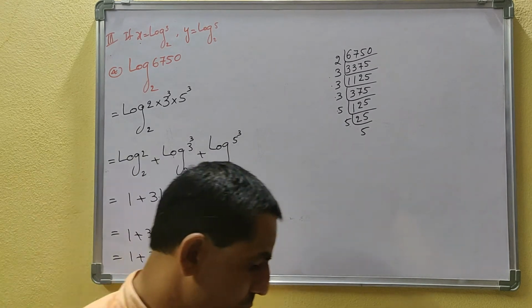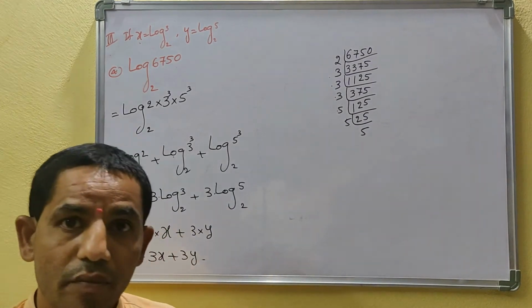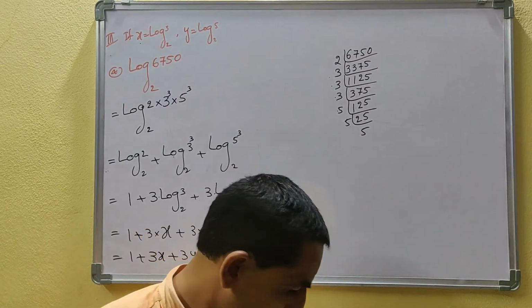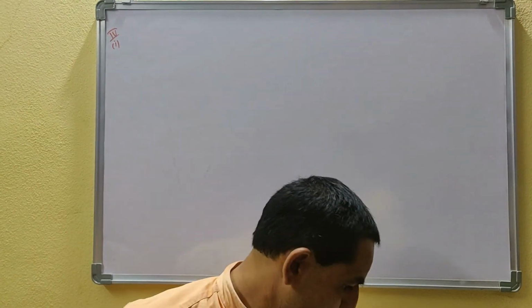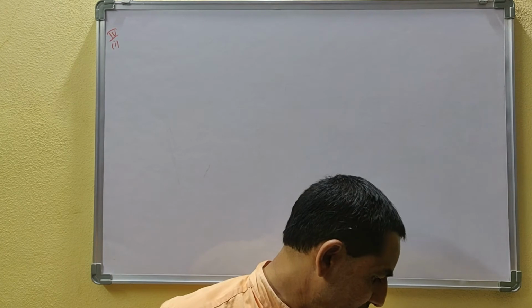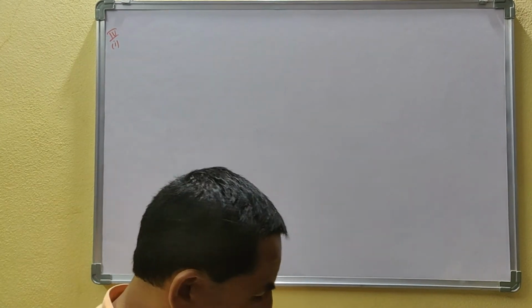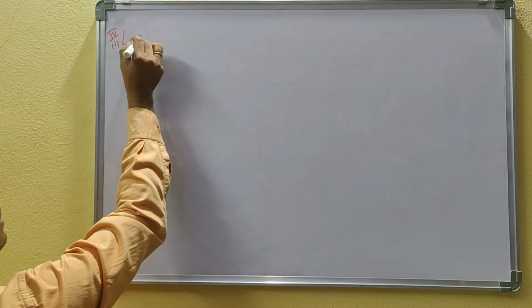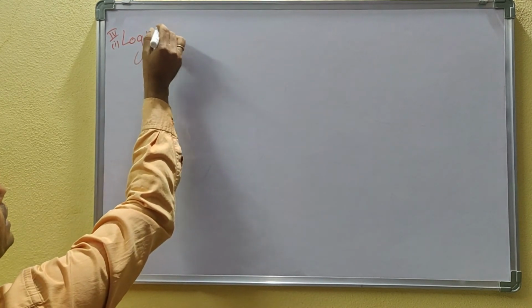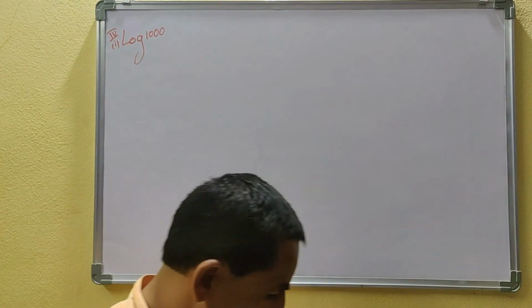This is the total third bit answers. Next, fourth bit, first one. So question: expand the following. So first question, log 1000 is given. Base not there. Log 1000. Expand the following problems.